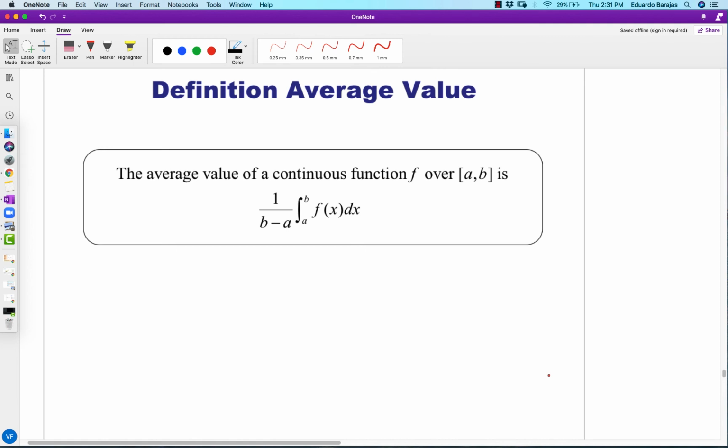Okay, definition of average value. So the average value of a continuous function f over the interval from a to b is equal to 1 over b minus a, integral from a to b of f of x dx. So it's just our standard integral, and then we divide it by this quantity b minus a. Okay, let's do an example.